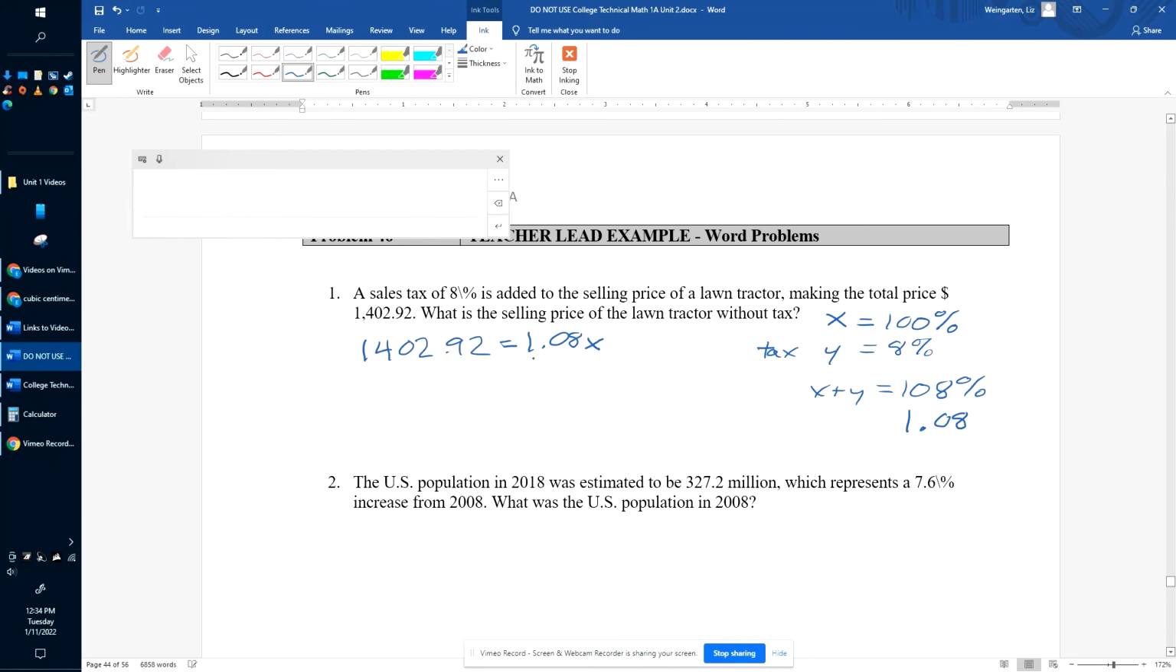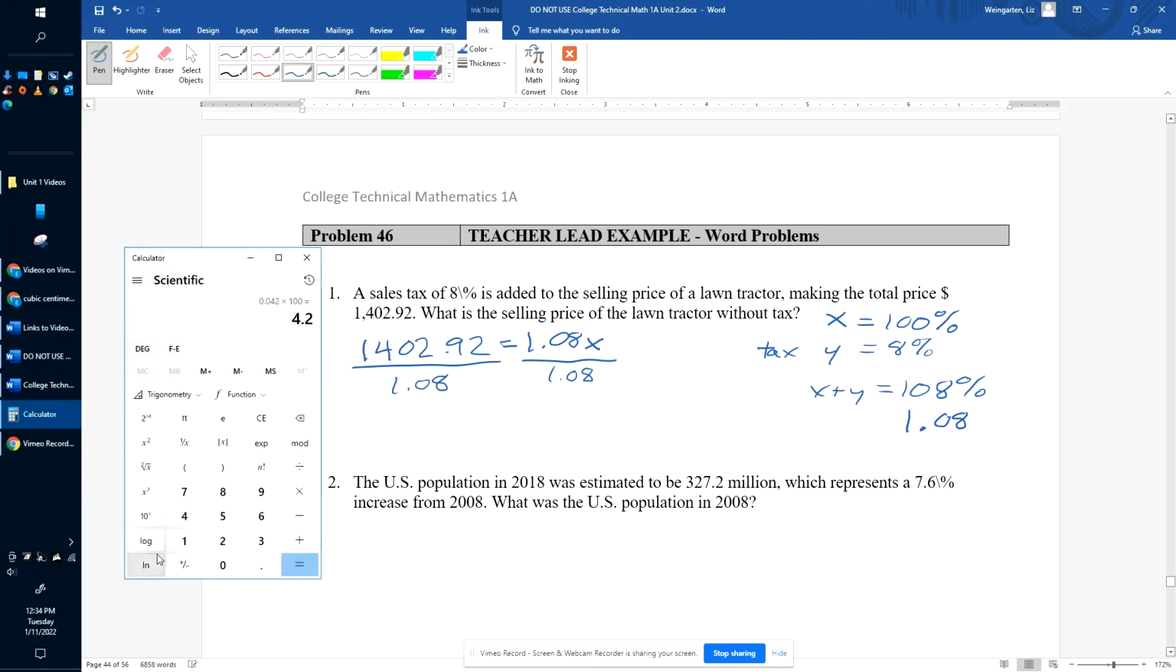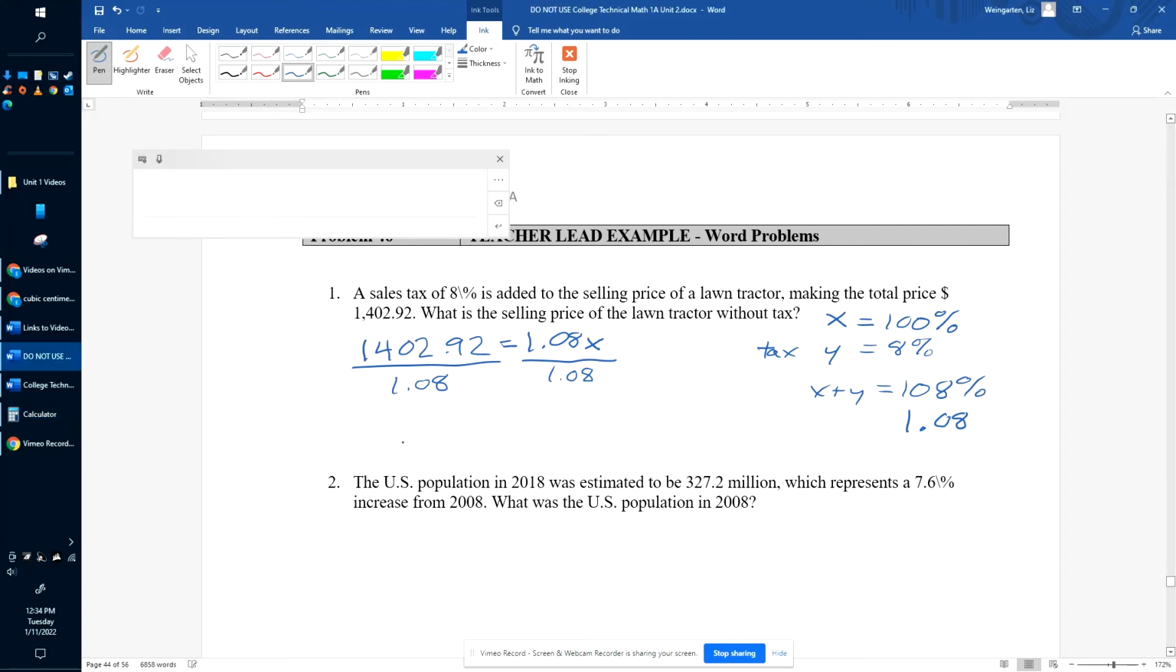So let's divide both sides by 1.08. Let's do that on our calculator. $12.99 is the original price.